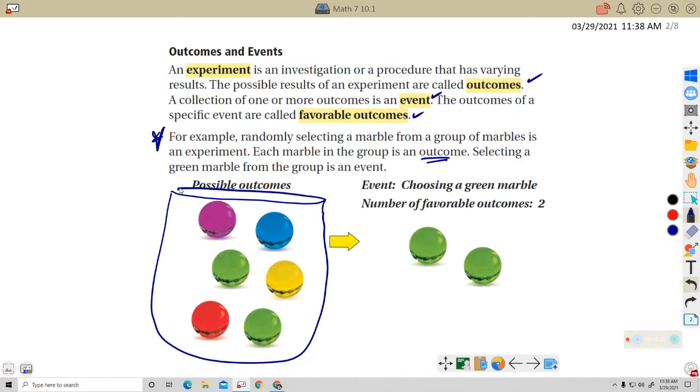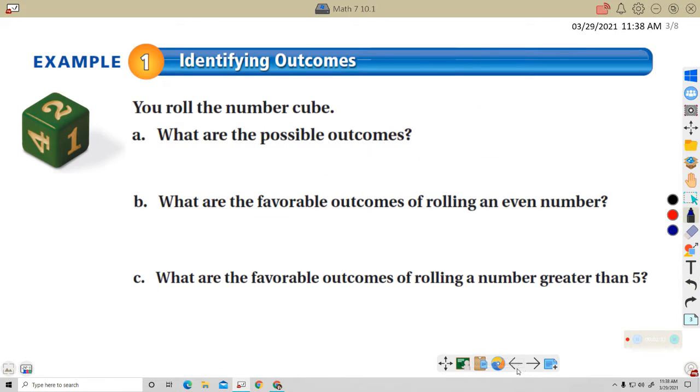Selecting a green marble from the group is an event. So choosing the green marble is an event. The number of favorable outcomes, well, I've got 1, 2, 3, 4, 5, 6. How many possible green marbles are there in the bag? There's 2, right? There's this one and this one. So there's 2 favorable outcomes. So that's just a lot of language right there. And hopefully you get used to understanding what these terms mean as we proceed through this chapter.